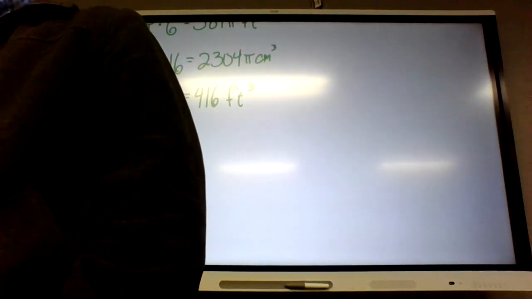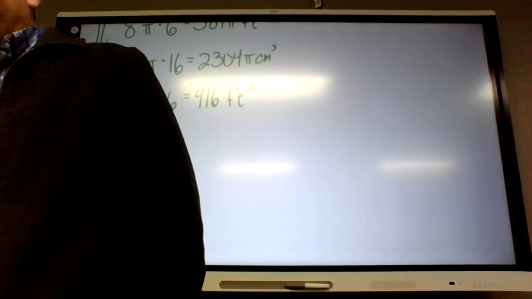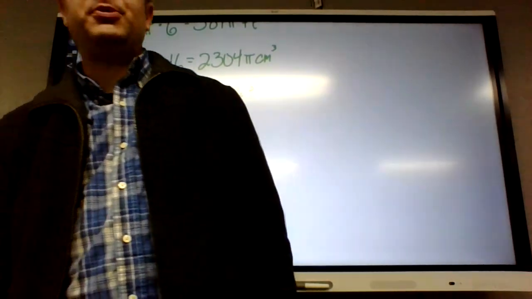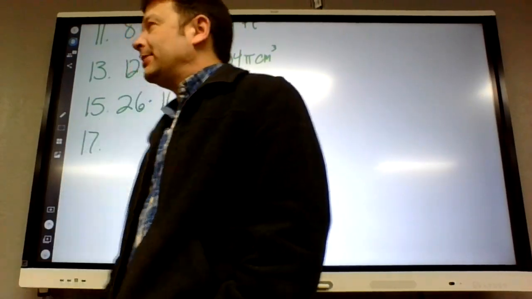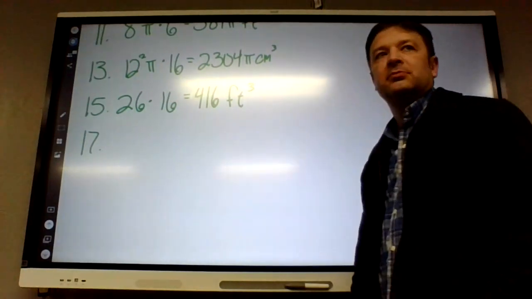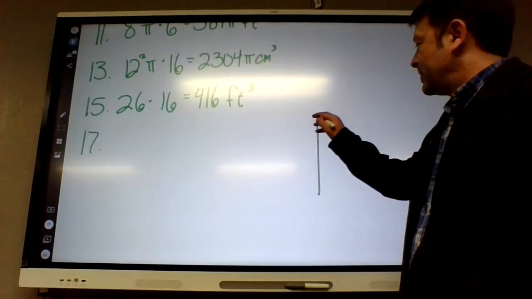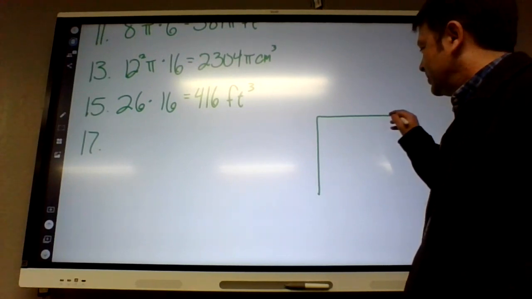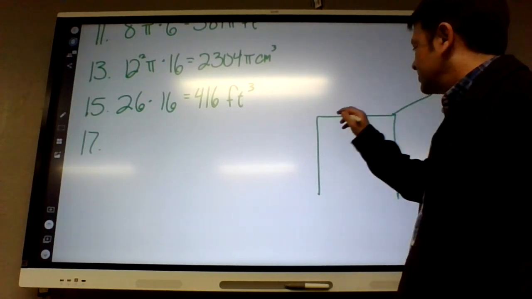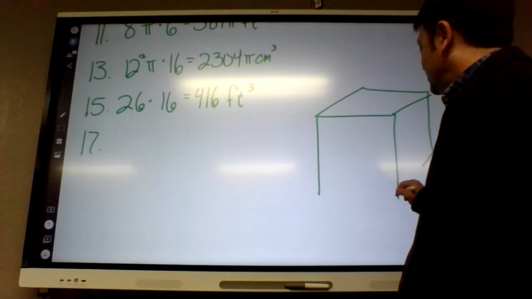Okay, number 17 says, how many cubic foot boxes? What would a cubic foot box look like, by the way? It would be 1 foot by 1 foot by 1 foot. By 1 foot. Kind of have to use your imagination.